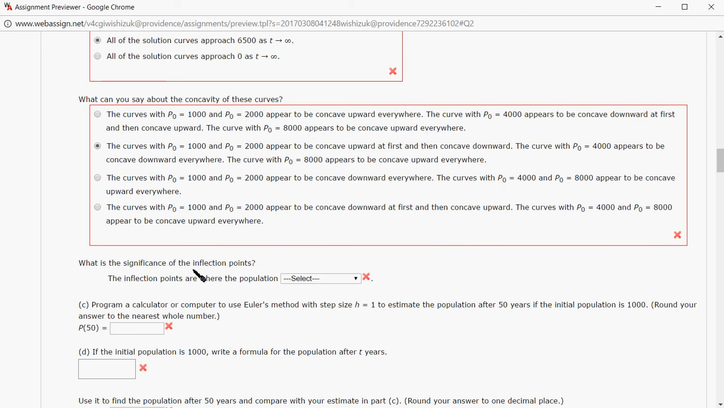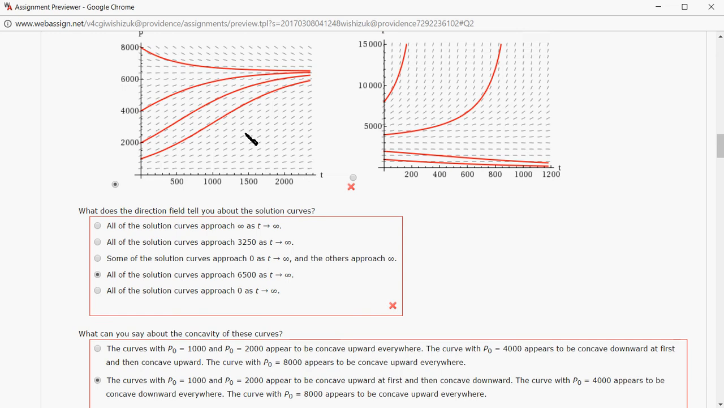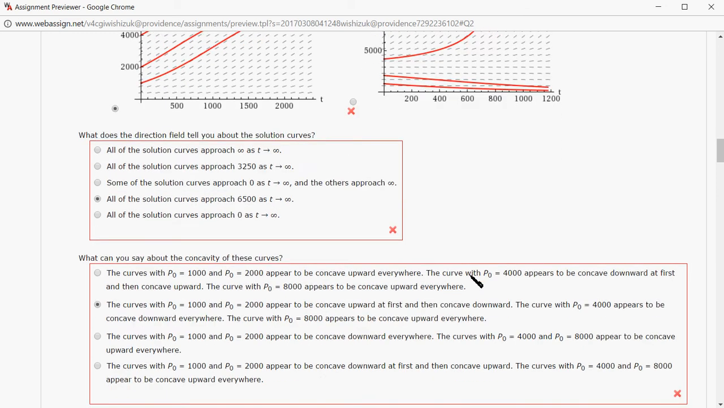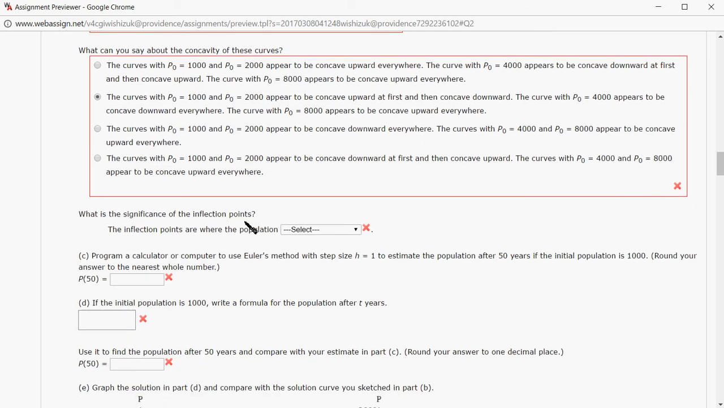Actually, maybe let's do this one too. What is the significance of inflection points? Alright, so the inflection point is probably somewhere around there. That's where the slope is the steepest. So the population is growing the fastest. So inflection points are where the population grows the fastest.